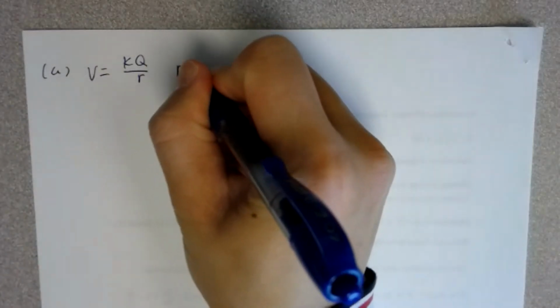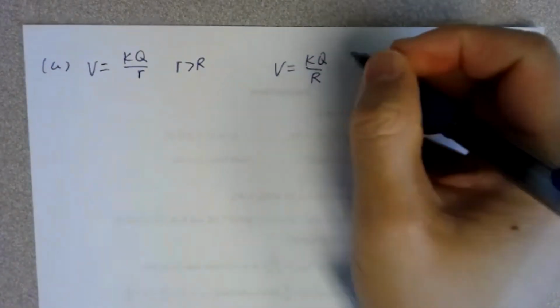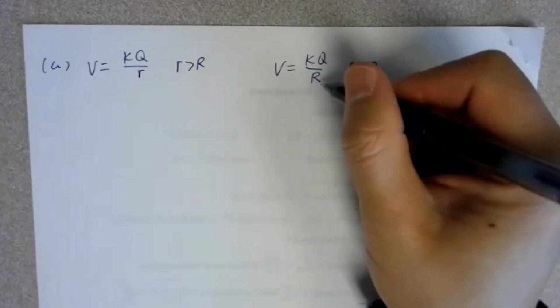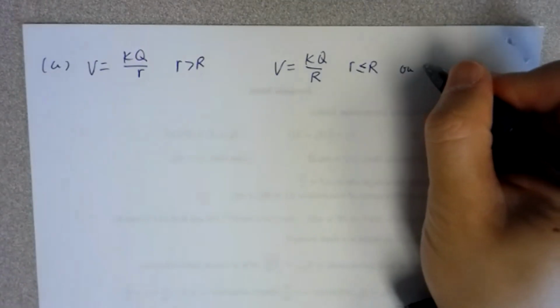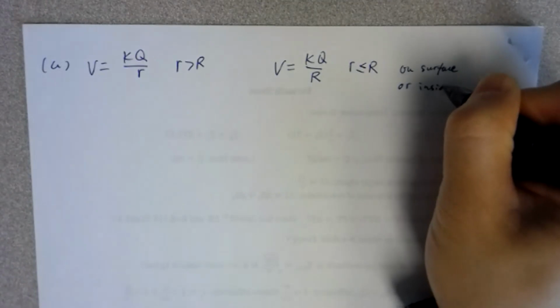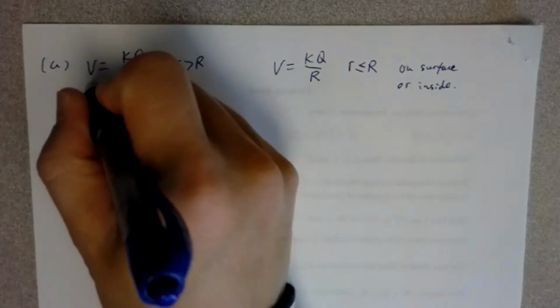And then if you're inside the sphere, we know that, so this is for r greater than R, but V is equal to KQ over R, where R is the radius of the sphere, for r less than or equal to R. So on the surface of the sphere or inside the sphere. Okay. So there are these two scenarios. It tells us the radius is less than 2, but it tells us the potential at 2, right? So that means there's this condition.